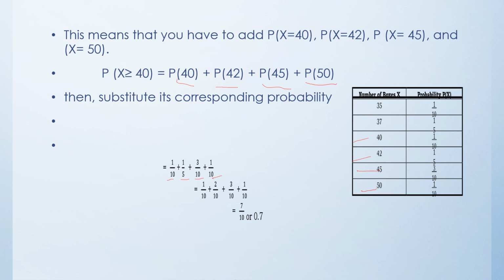To add all of this, we need to make it a similar fraction, changing 1 over 5 in terms of 10 as denominator. So 1 over 5 will be 2 over 10. Adding all this together, we have 1 over 10 plus 2 over 10 plus 3 over 10, and 1 over 10 will give us 7 over 10 or 0.7. The answer in letter A is 0.7.